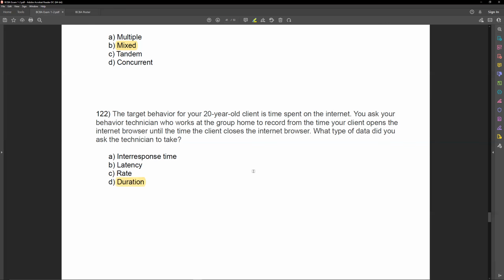Pretty straightforward measurement question, okay? Nothing too complicated here. When you get these easier type questions, don't overthink it. Trust your instinct, trust your preparation, trust your knowledge, pick the best answer, and move on.